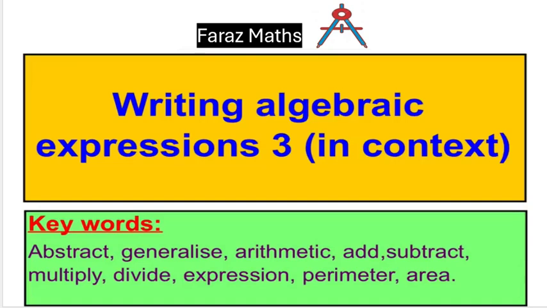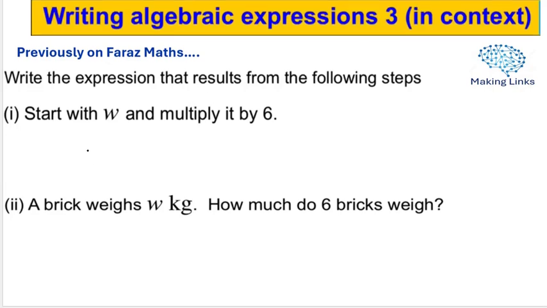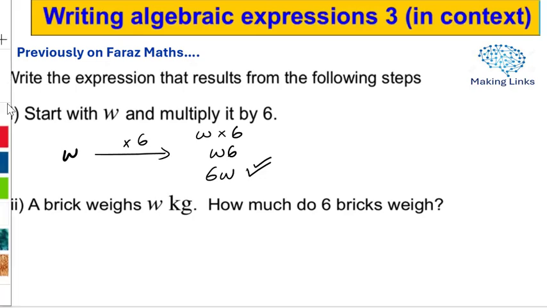Okay, let's get started. So previously on Faraz Maths we did: write the expression that results from the following series of steps. Start with W and multiply it by 6. So we have to write W there first and times by 6. You can write W times 6, W6 or 6W, but the correct way to write it is 6W. You don't write W times 6. So this is the correct way to write 6W.